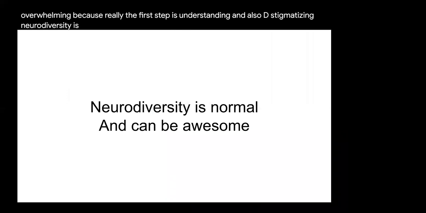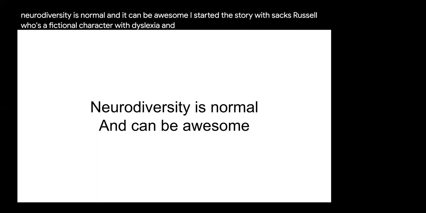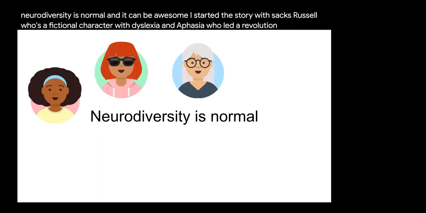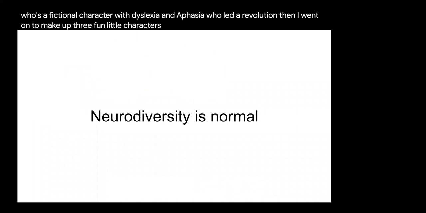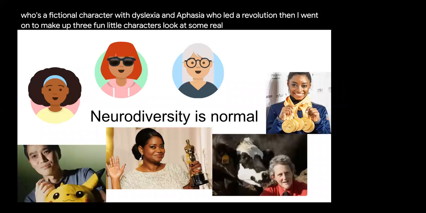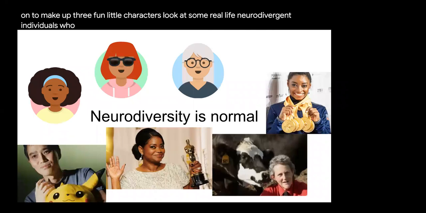Neurodiversity is normal and it can be awesome. I started this story with Sax Russell, who's a fictional character with dyslexia and aphasia, who led a revolution. Then I went on to make up 3 fun little characters. But let's look at some real life neurodivergent individuals who had a massive impact on our world.